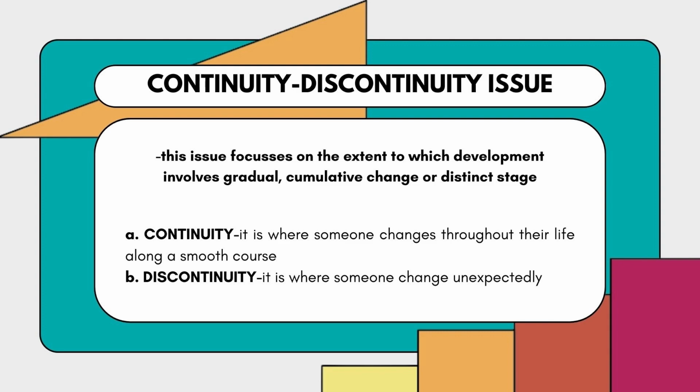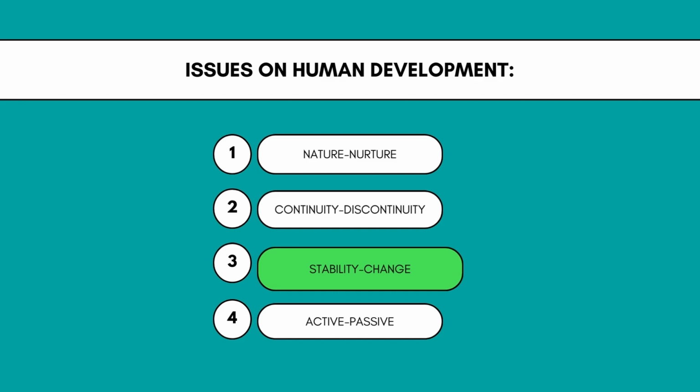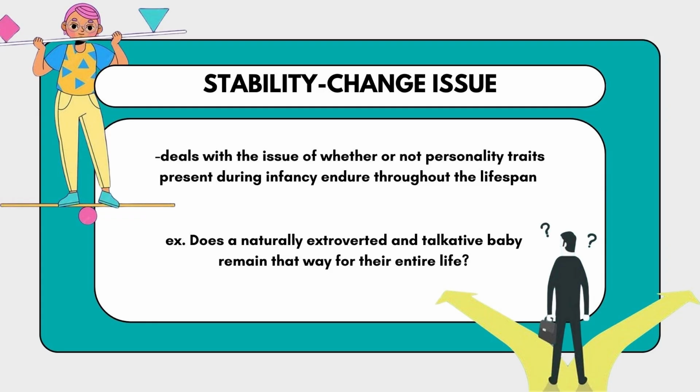Now let us proceed to the next issue on human development, which is the stability versus change issue. Stability versus change issue deals with the issue of whether or not personality traits present during infancy endure throughout the lifespan. This issue describes the developmental psychology discussion about whether personality traits that are present in an individual at birth will remain constant or change throughout the lifespan.